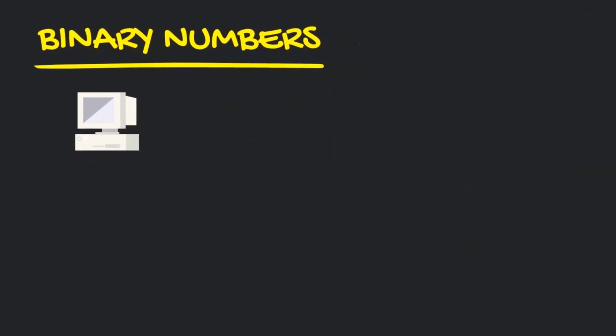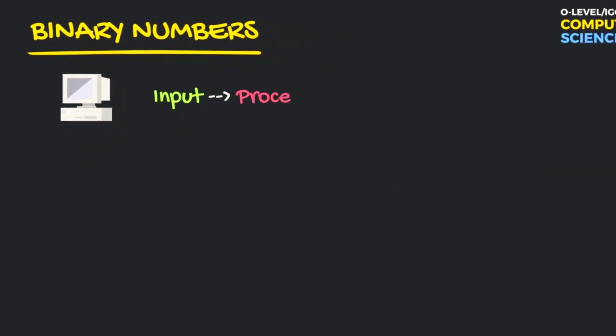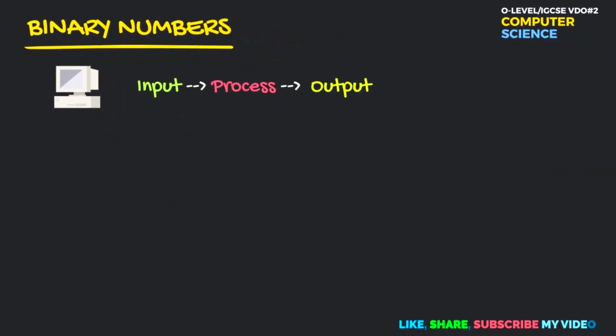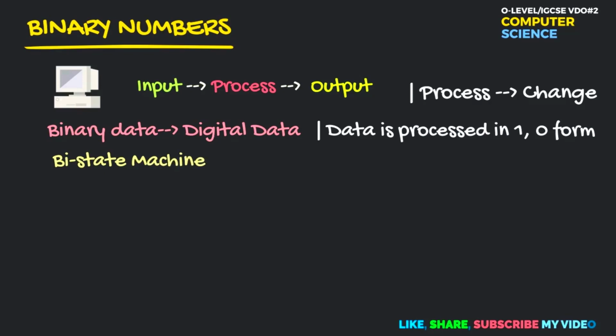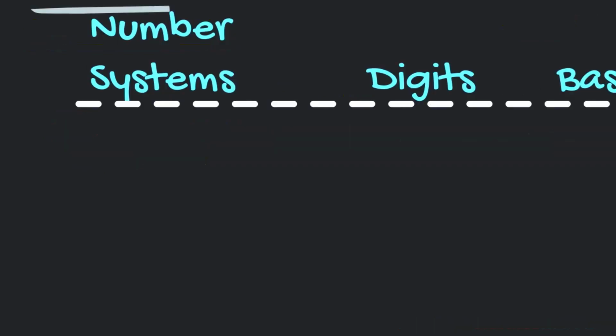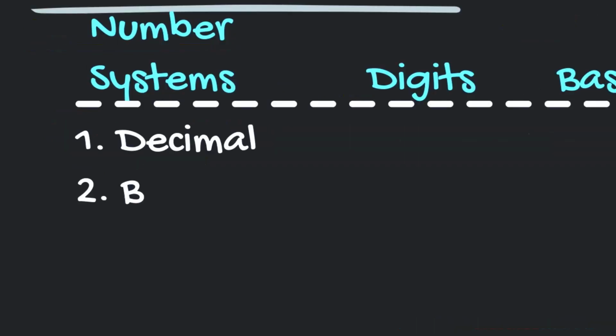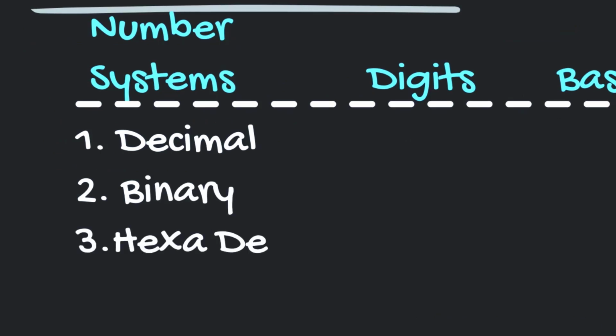Computer is an electronic machine which takes input, processes it and produces output. Process means change. All computers understand only binary data. So internally, all process is happening in binary form. That's why computer is also called bi-state machine. Three different number systems are decimal, binary, hexadecimal.